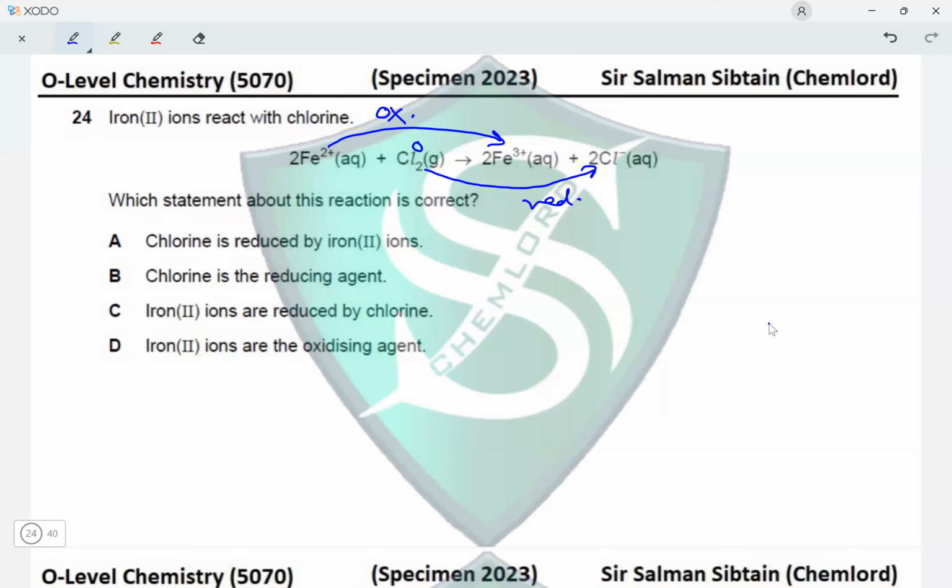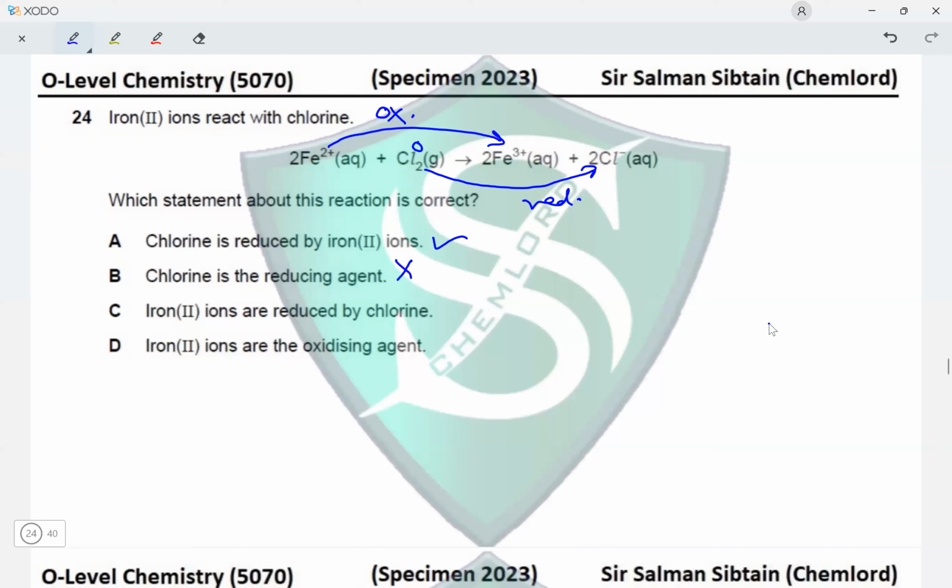So the question asks, which statement about this reaction is correct? Chlorine is reduced by iron 2 ions. Iron 2 ions are being oxidized, chlorine is being reduced. This is the correct answer. Next, option B, chlorine is the reducing agent. Chlorine itself is undergoing reduction. A reducing agent reduces the other species present and itself gets oxidized. Since chlorine itself is getting reduced, it is an oxidizing agent, not a reducing agent.